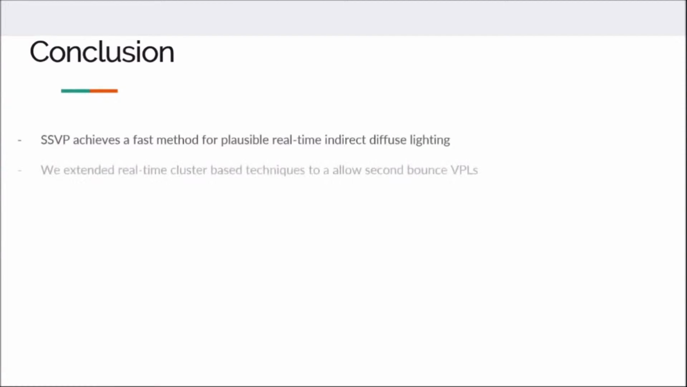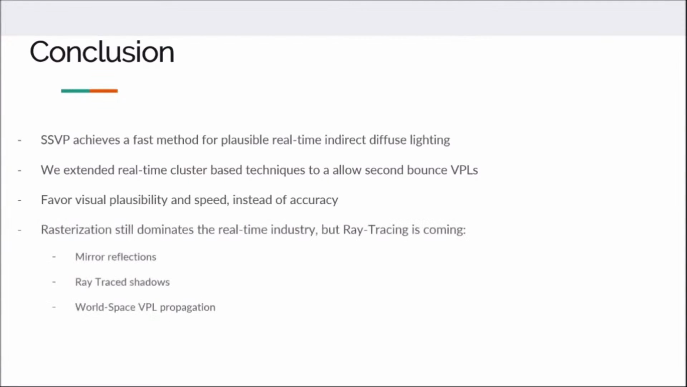Finally, we conclude our method. SSVP achieves a fast method for plausible real-time indirect diffuse lighting. We also extended real-time cluster-based techniques to allow for second-bounce VPLs. In this work, we favor visual plausibility and speed instead of accuracy.